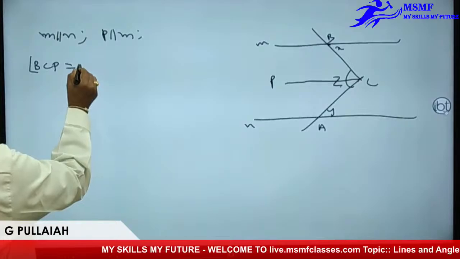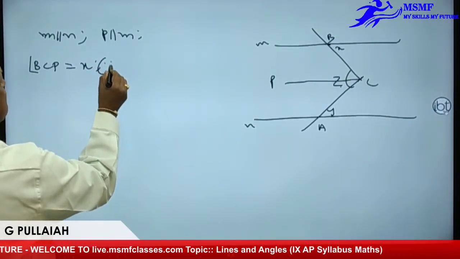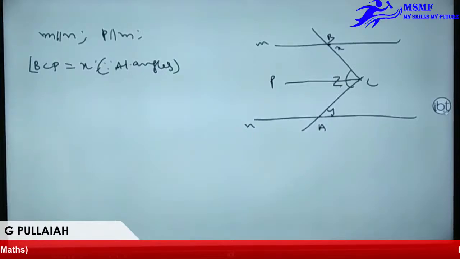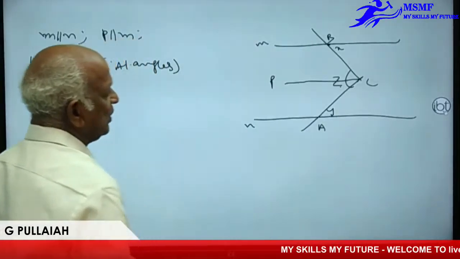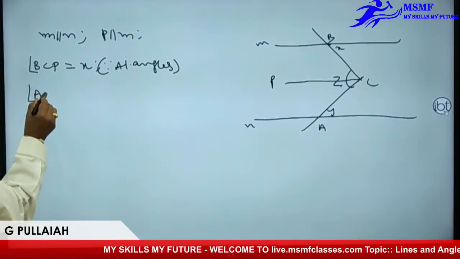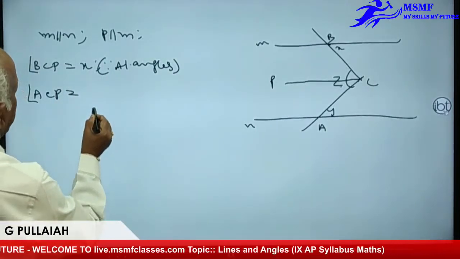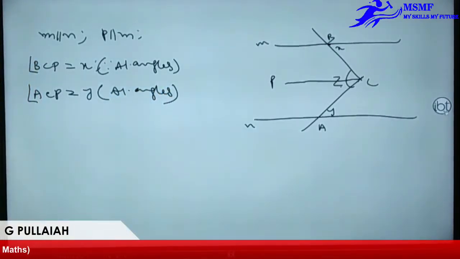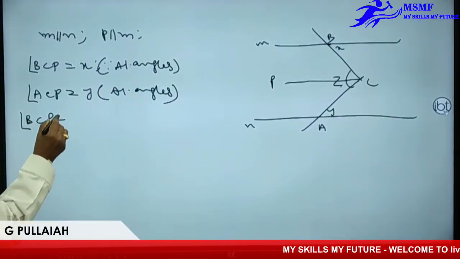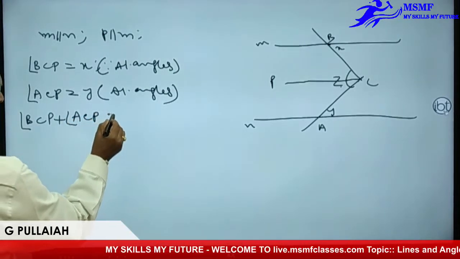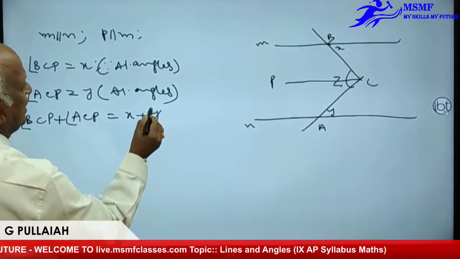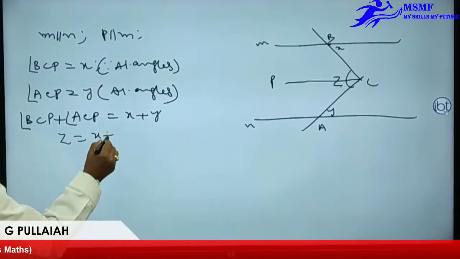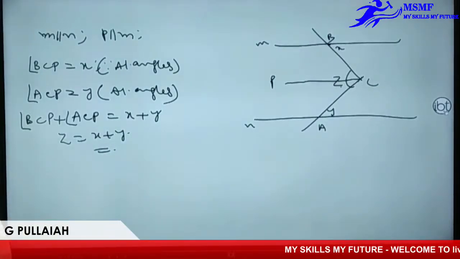If BC is the transversal, we can say that angle BCP is equal to X, since they are alternate angles. Similarly, if P is parallel to N, we can say that angle ACP is equal to Y, since these two are also alternate angles. BCP plus ACP is nothing but X plus Y. Here, BCP plus ACP is nothing but Z. So Z is equal to X plus Y. Clear?